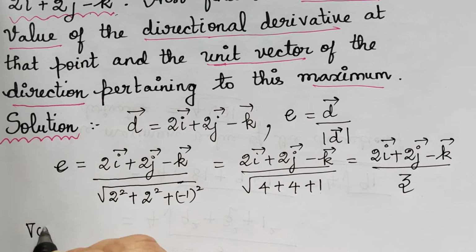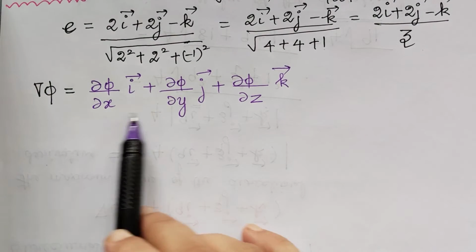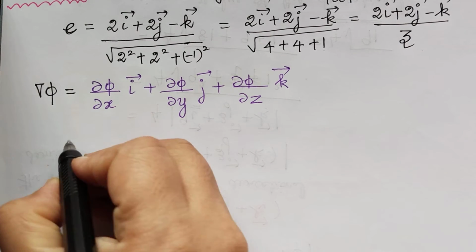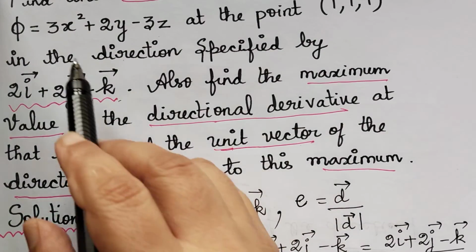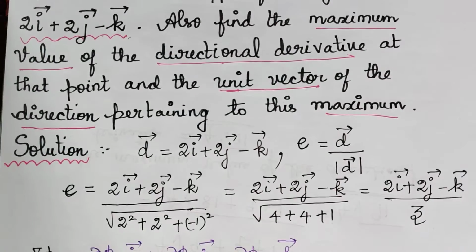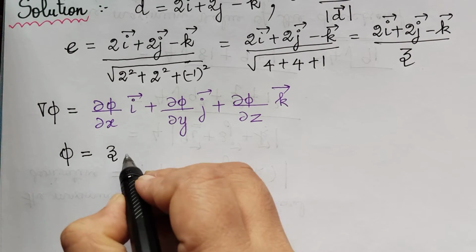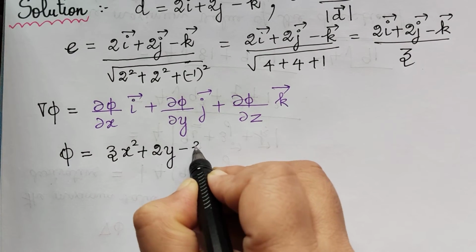So what is nabla phi? So this is the formula for nabla phi. Now we will write phi first. So phi is equal to what? It is given by 3x square plus 2y minus 3z. So let us write that. So phi is equal to 3x square plus 2y minus 3z.